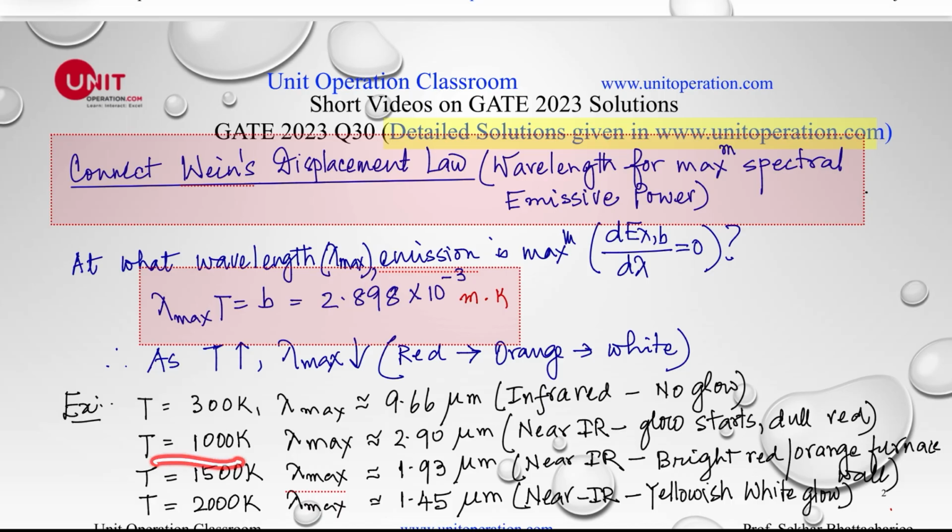As we increase the temperature, let's say 1000 Kelvin, it's around 2.9 micron, near infrared region, slightly close, dull red. Then at temperature 1500, we get near infrared, bright red, and at T 2000, it goes into a visible yellowish white glow. So it just moves into the visible range from the infrared.